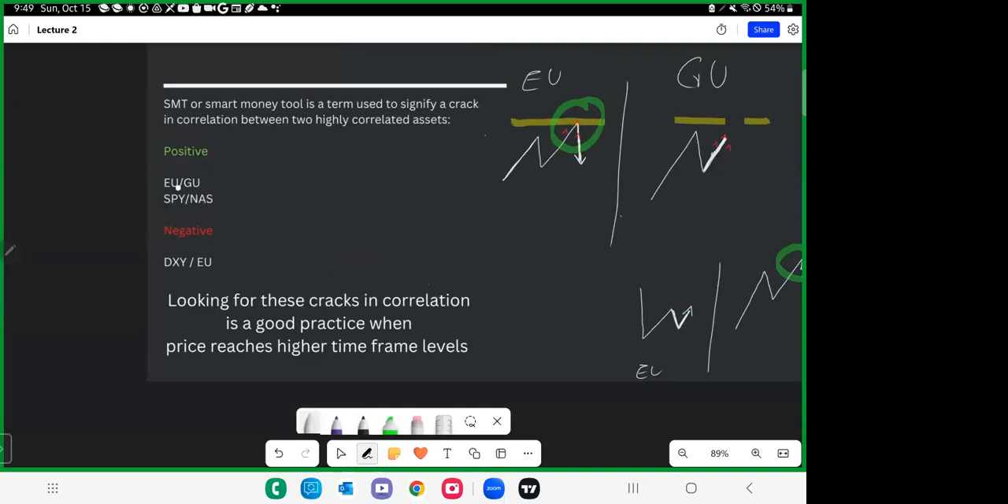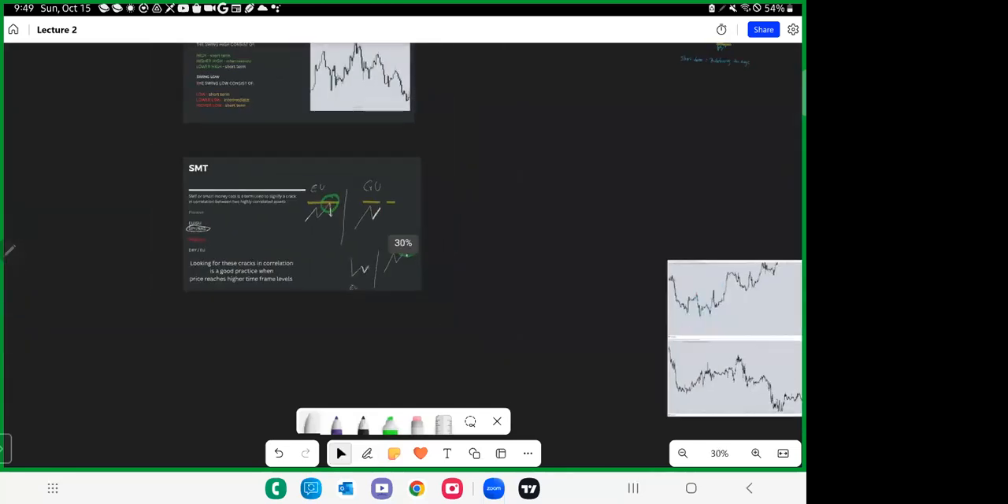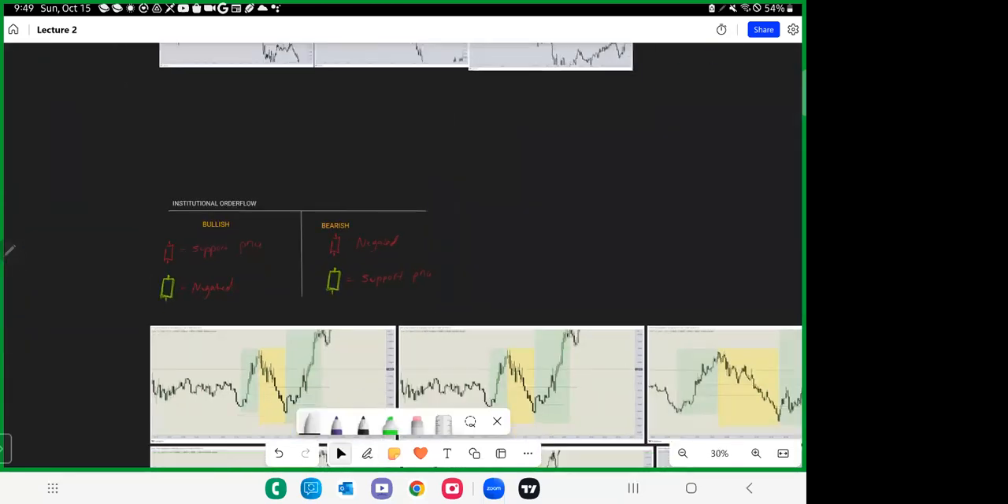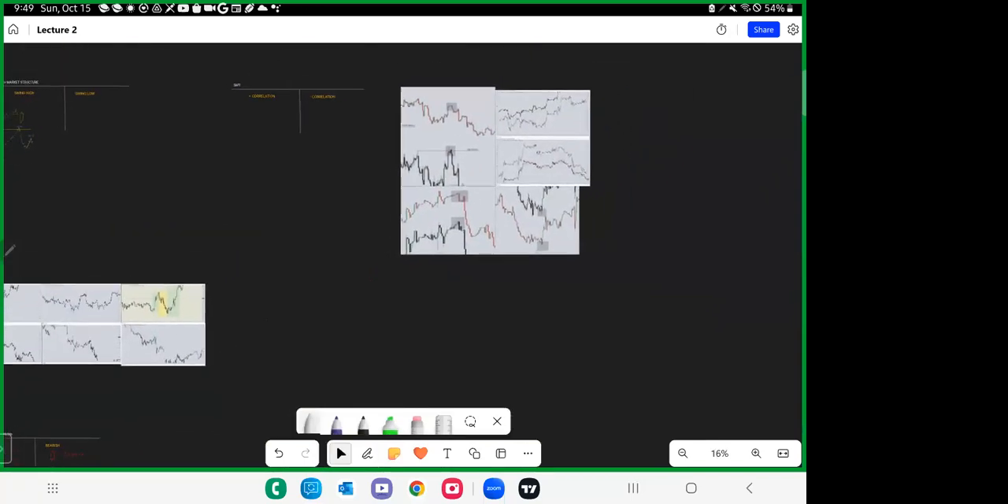Assets where this happens a lot is like if I'm trading NAS on a daily basis, there's no way I don't have SPY pulled up, because you'll see cracks in correlation all day long. So just looking at a few examples. Here we go.